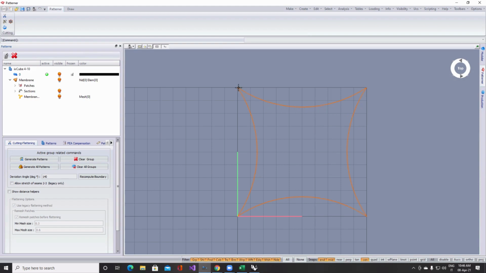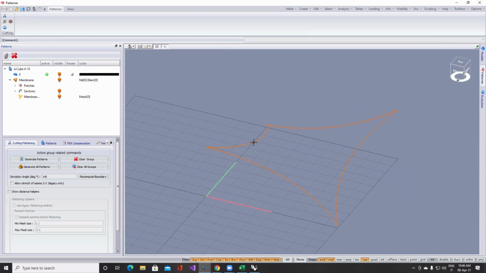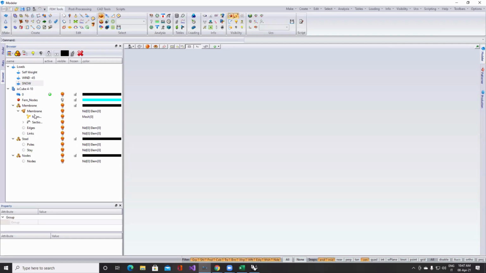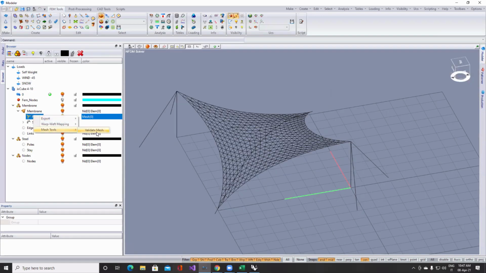Once you do this, we see only the edges of the membrane. Now, if you do not see the edges of the membrane, it means that there's something wrong with the mesh. So we have to go back and check the mesh. The mesh could have wrong faces or overlapping triangles or something like that. So we need to use Rhino, AutoCAD, or there is a tool inside the modeler, under the mesh menu, called validate mesh.